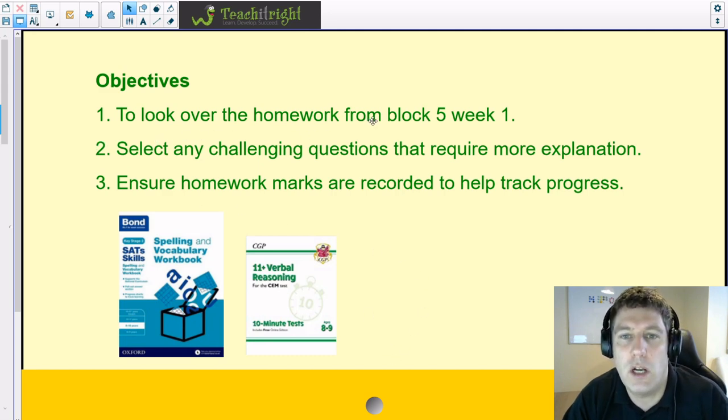Reminder of what we're going to be covering off. We're going to look over the homework from Block 5, Week 1. We're going to select any challenging questions that require more explanation. Ensure homework marks are recorded to help track progress and will direct you into the right place.